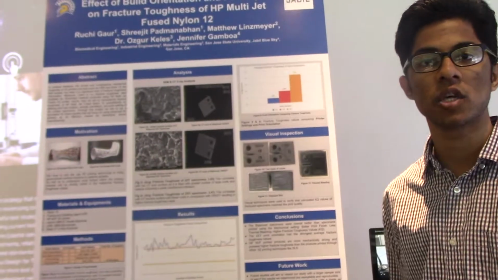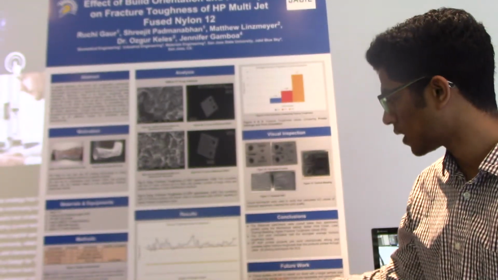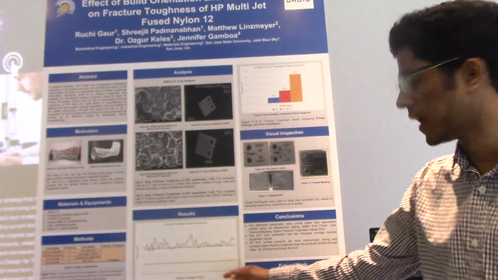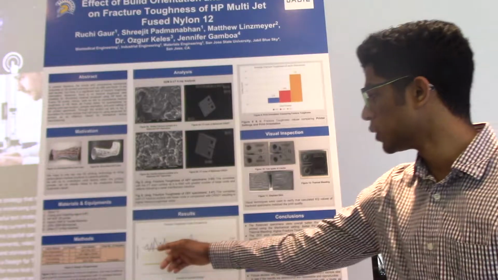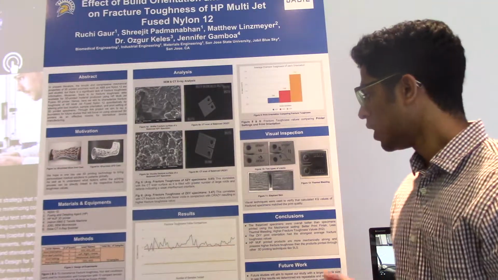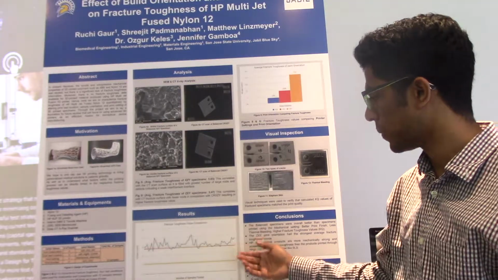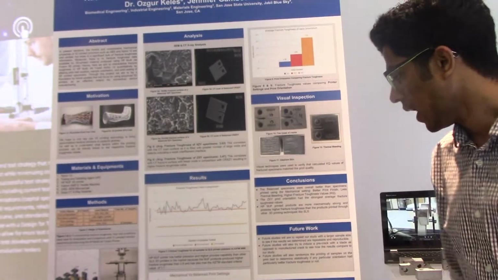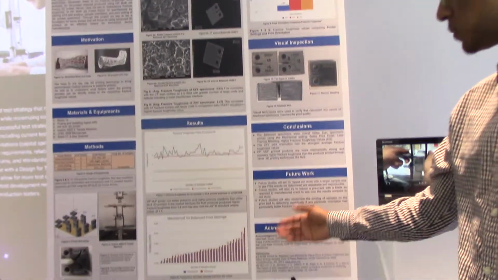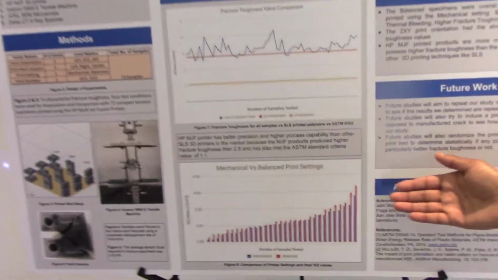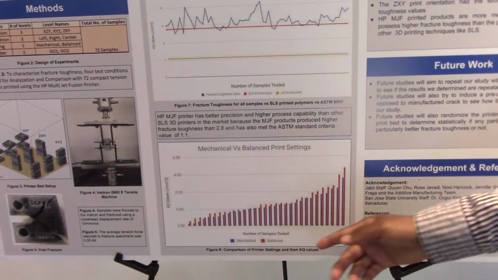For our results, we looked at the fracture toughness value, which is known as KQ, and compared it to the fracture toughness values of other printer types, the SLS printer, and also the ASTM standard. As you can see in the blue, the graph shows that the fracture toughness value that we calculated from the HP printer was higher in comparison to SLS printer nylon 12 and also the ASTM standard. Comparing the mechanical and balanced print settings, we noticed that balanced was a better print setting which produced higher fracture toughness as opposed to mechanical.